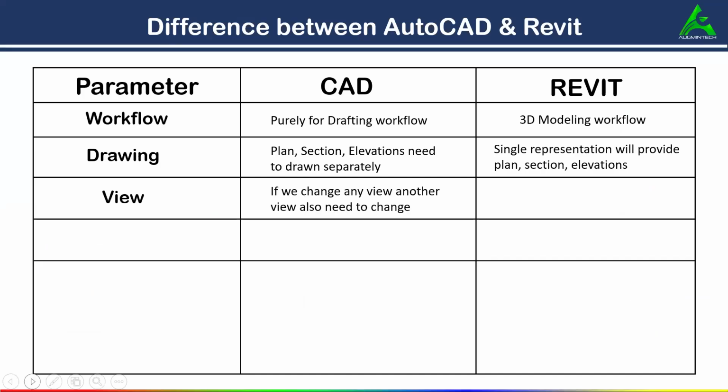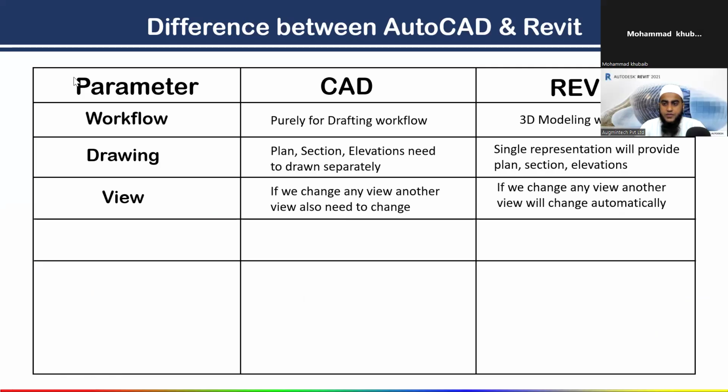Now come to the next point. In CAD, if we change any view, another view also needs to be changed. Suppose in CAD software you have changed one view, so you have to change the other views also. For example, in an architecture drawing, if you have made some changes, you have to make the changes in the section drawing and elevation drawing also in AutoCAD software. But in Revit, what happens? If we change any view, the other views will change automatically.